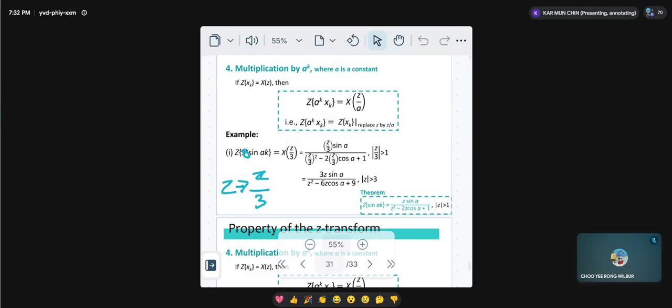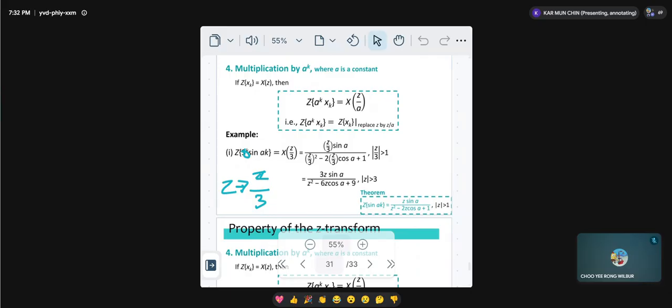So in this case you have the first z sine a, so it will be z over 3 sine a over z over 3 square, minus, here you have one more z term, so 2 z over 3 cos a, plus 1. Because you replace z with z over 3, the condition is |z over 3| more than 1.